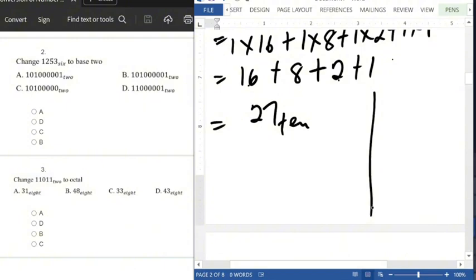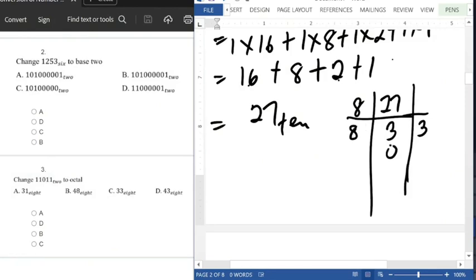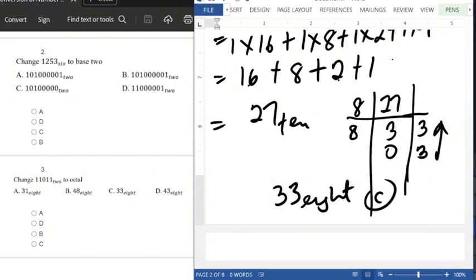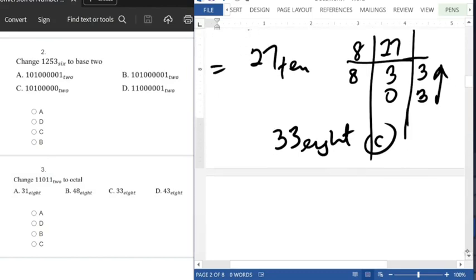Converting this one to base 8 now is 27 to 8. So how many 8s can we see in 27? That's going to be 3, which is 24. The remainder is 3. So 8 in 3 is 0, remainder 3. So the answer then equals what? 33 in base 8. And that is option C. Then go to question number 4.